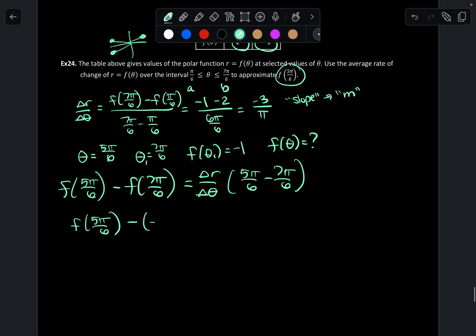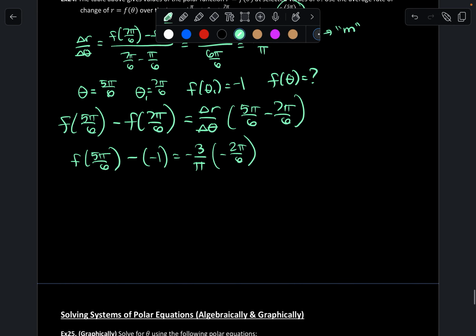-1. Delta r over delta theta is -3 over pi. And then 5 pi over 6 minus 7 pi over 6 gives us -2 pi over 6. There's a bunch of negatives. Maybe that's why I used the other one. Okay, so we have f of 5 pi over 6, plus 1 is equal to, we end up with 6 pi over 6 pi.